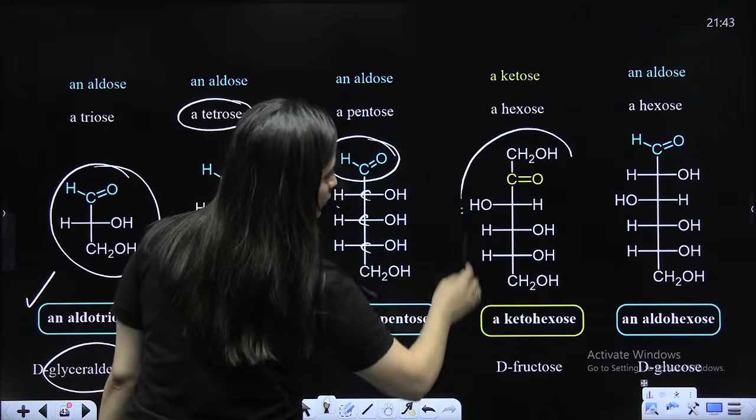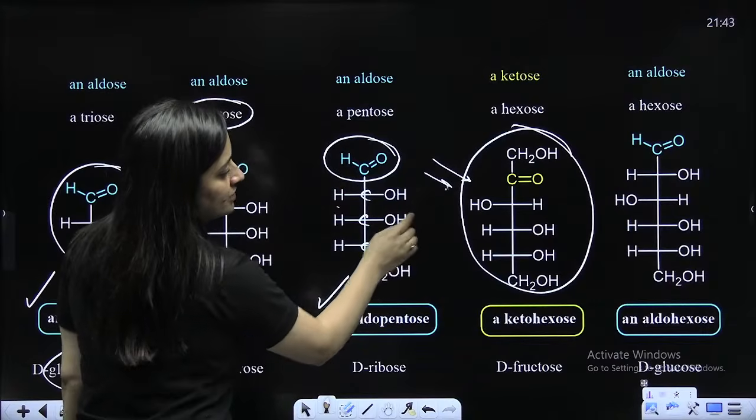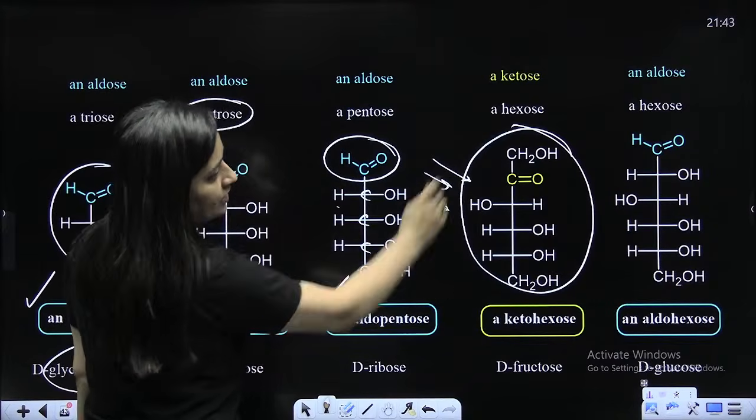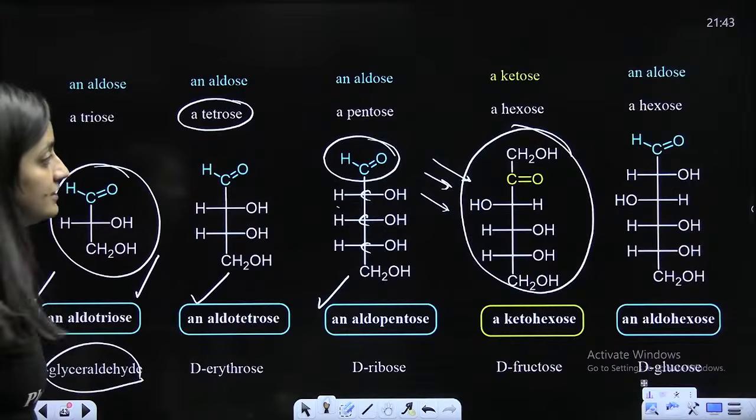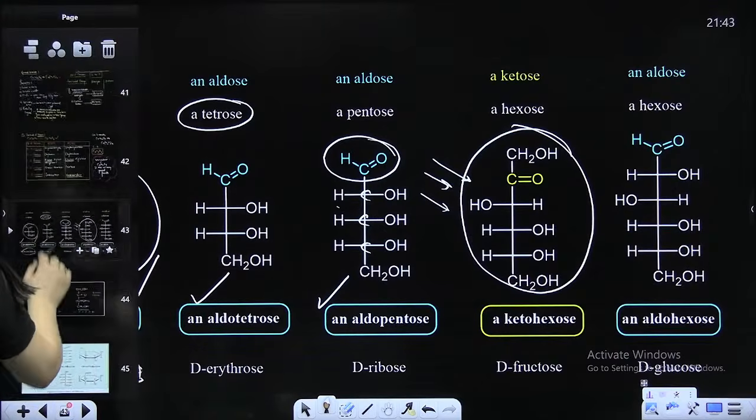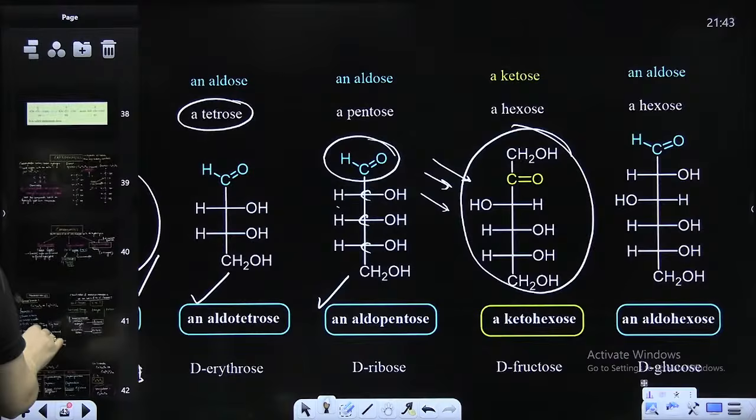So this is the ketose that they are showing. Which ketose are they showing? They are showing the fructose. And here you have the glucose. Is that clear? There you have the glucose. Is that clear?